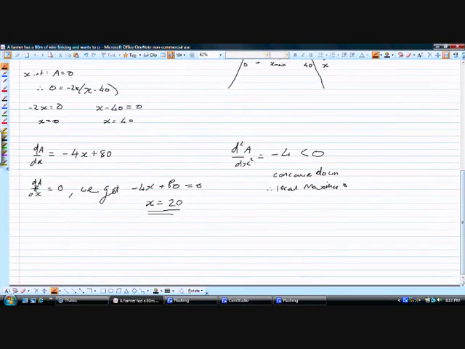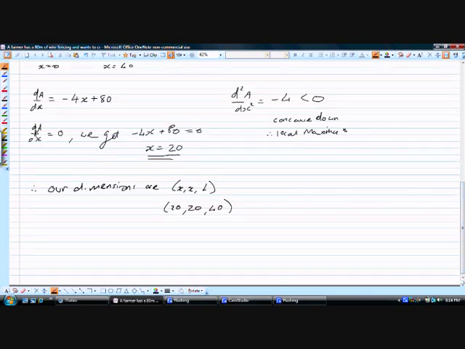Interesting stuff, huh? So therefore, our dimensions are x, x, L, or otherwise 20, 20, 40, right? This creates a maximum area of 20 times 40 meters squared, which is equal to, what's that, 800 meters squared.